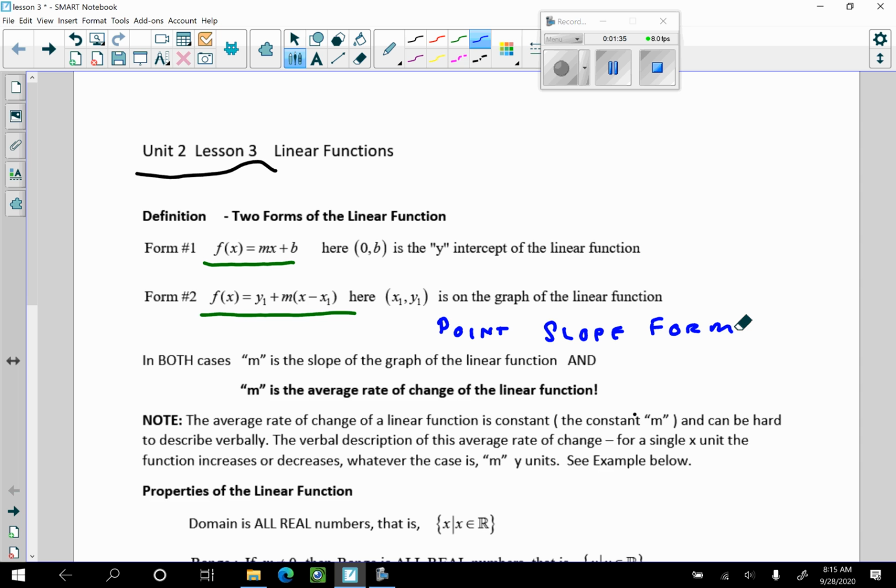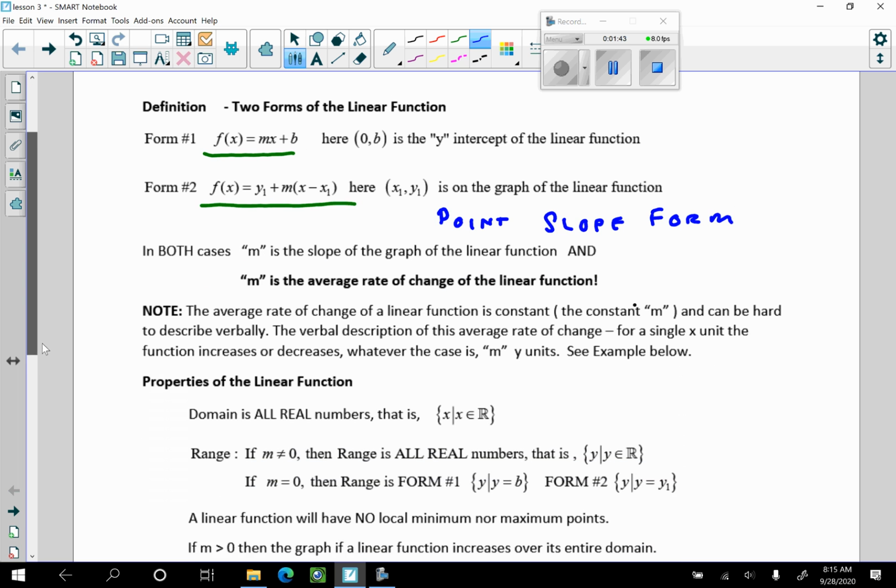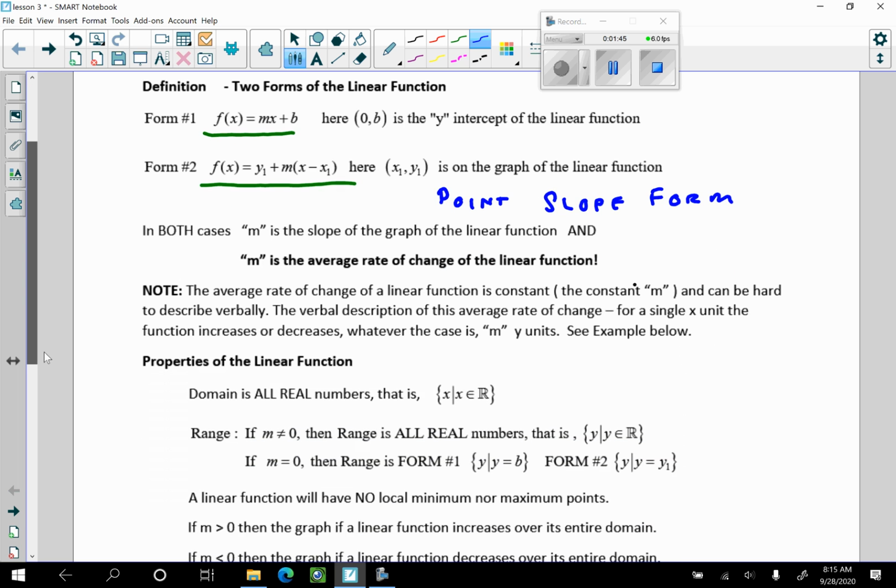Note, the average rate of change of a linear function is constant, the constant m, and can be hard to describe verbally. This is one that's going to be hard to describe verbally, but the verbal description is very important. The verbal description of this average rate of change: for a single x unit, the function increases or decreases, whatever the case is, by m units.